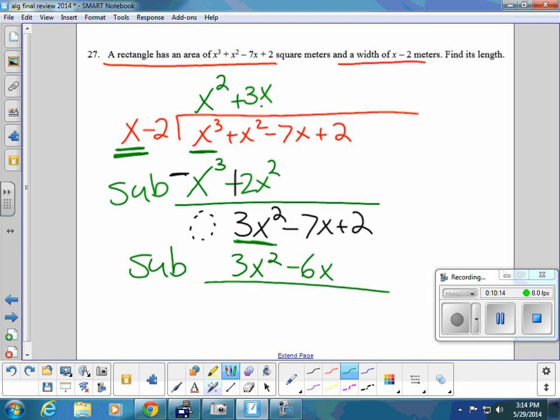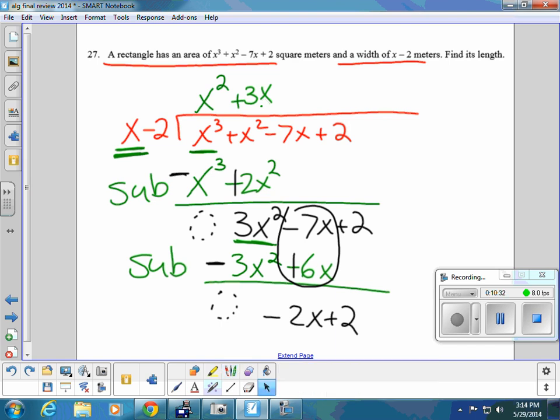And you're going to subtract again. So don't forget to change the sign here and make this a plus 6x. When you combine these two here together, you get negative 2x plus 2. And of course, there's a 0 here, which we don't show.